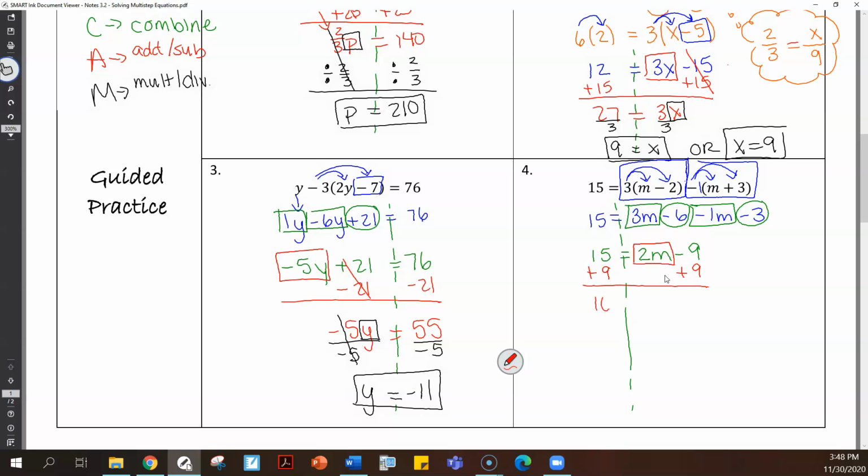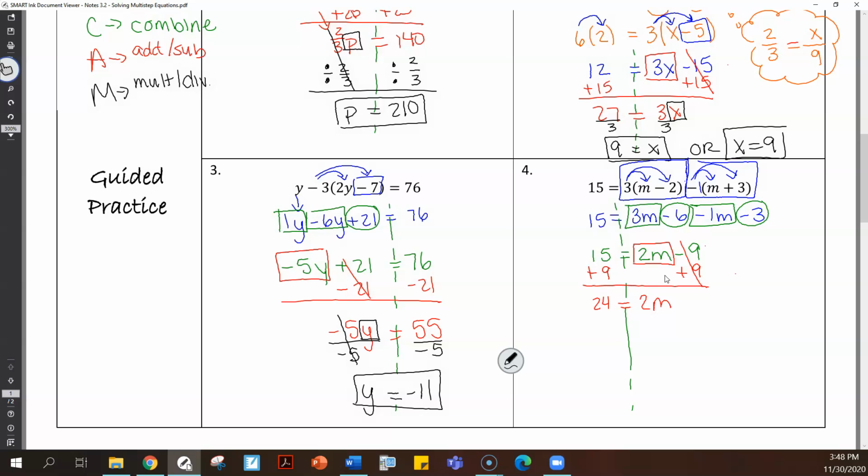15 plus 9 is 16. Nope, it's 26. Nope, it's 24. Make sure you're checking your calculations in a calculator or in Desmos, because for those exact reasons that I just showed you, it's very easy to make little calculation mistakes, and that'll throw off your whole problem. So make sure you're checking these. 15 plus 9 is 24. 2m hasn't changed at all, so it's just going to come down. My positive 9 and my negative 9 are going to reduce to 0.